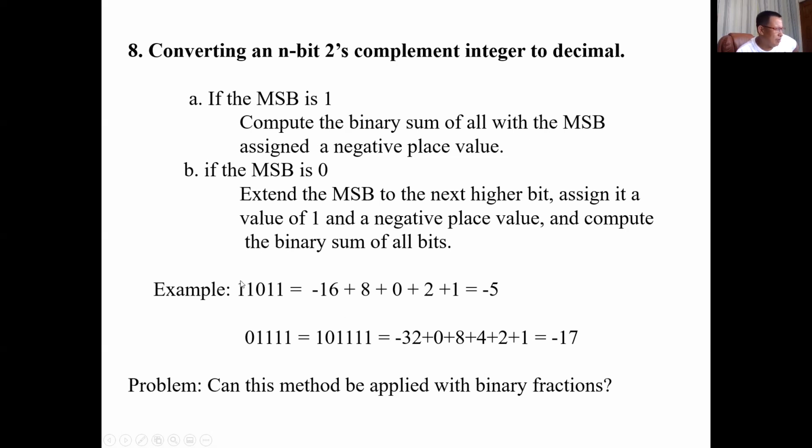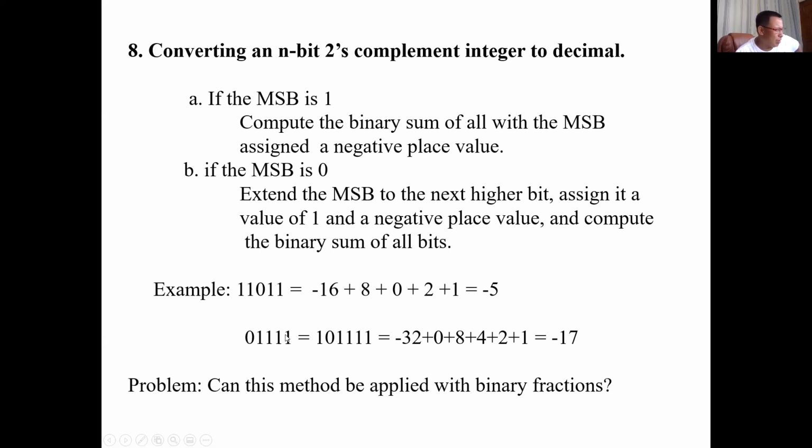For example, here, 101011, we are told this is in 2's complement form. What's the value? The MSB is 1. We do the normal process, except that the MSB is assigned a negative value, negative 16. We add them together. This is negative 5. Even if you convert this to 1's complement and do the reverse process, it's still negative 5.